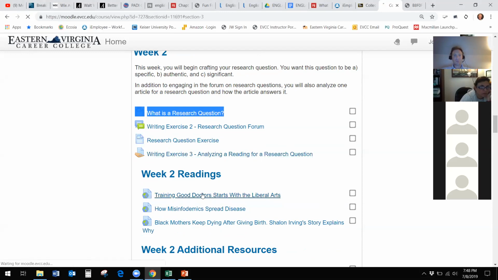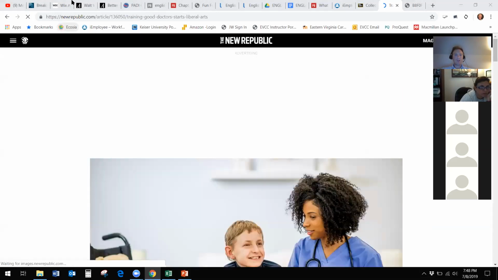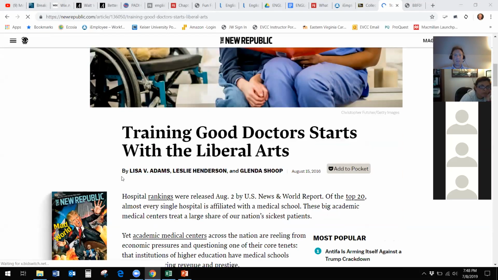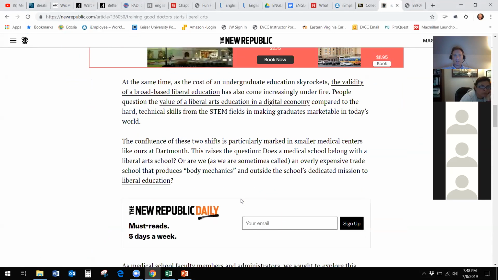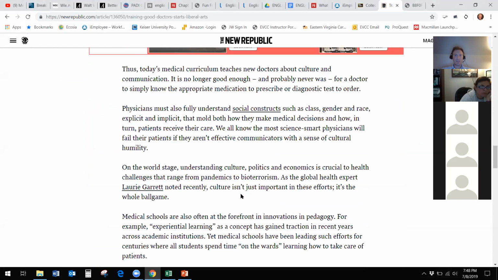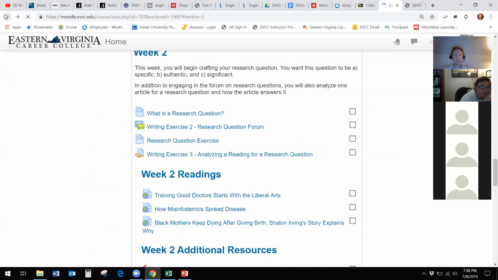So for instance, the first one, these are, I think, all from NPR, this is a New Republic article. These are topics that have been popular in medicine recently, since some of you are going into healthcare. First of all, training good doctors starts with the liberal arts. Take a look at the article next week. What question is the article actually pursuing? What's it trying to answer?